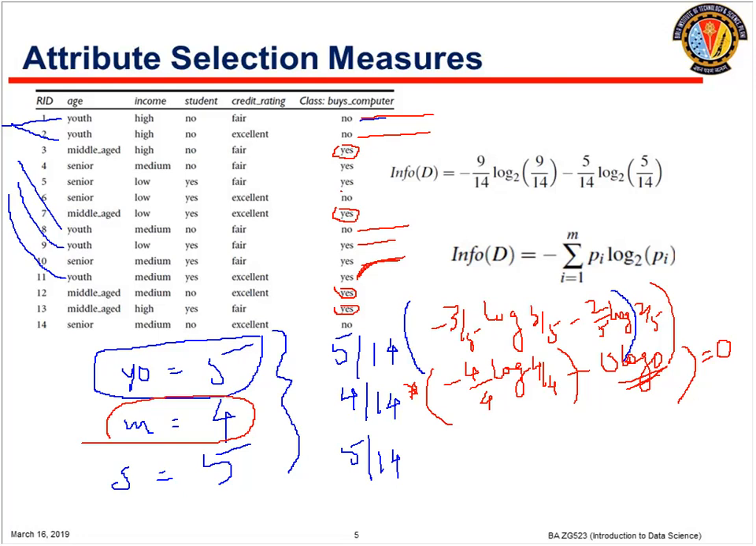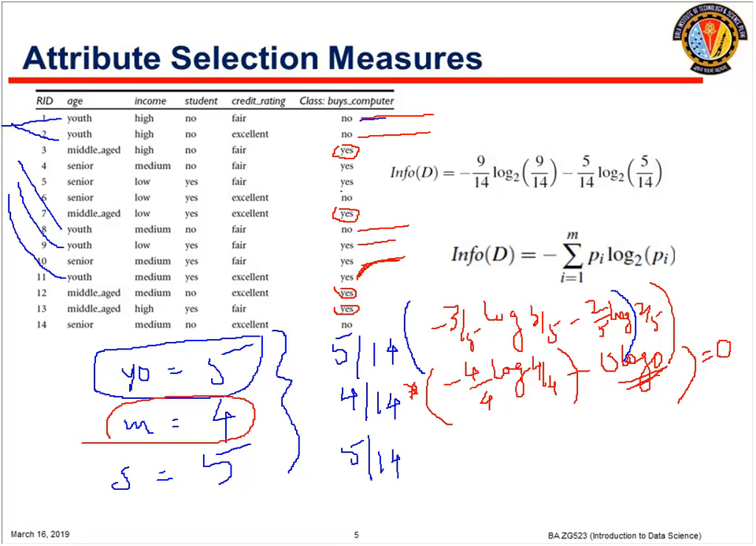And you can also use the formula minus p log p to see that that will be the case, right? Because when every example is of the same class, then minus p log p will become 0. Log of 1 is 0.